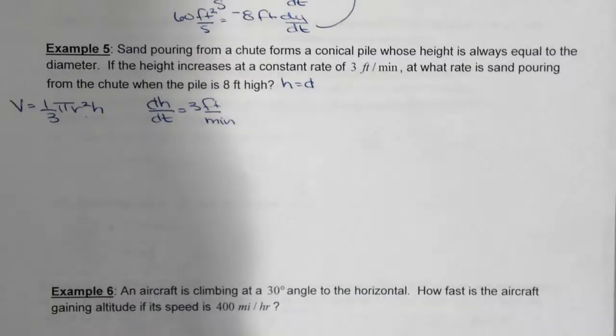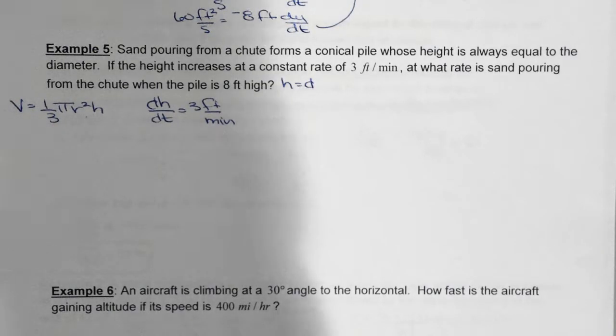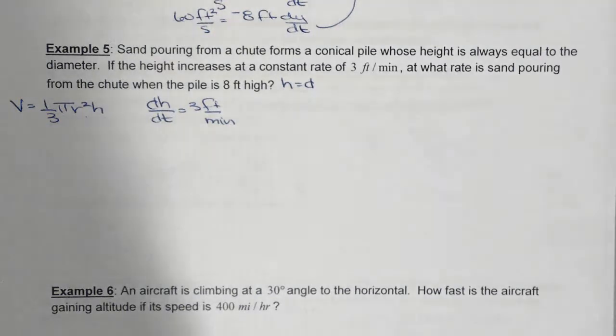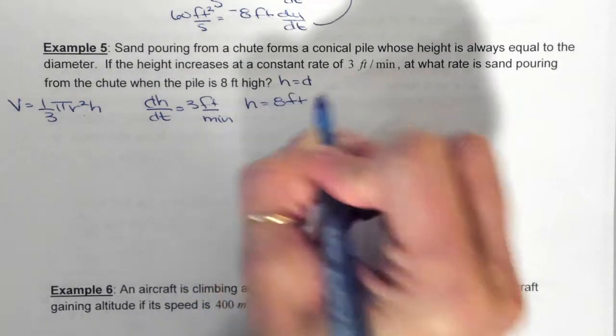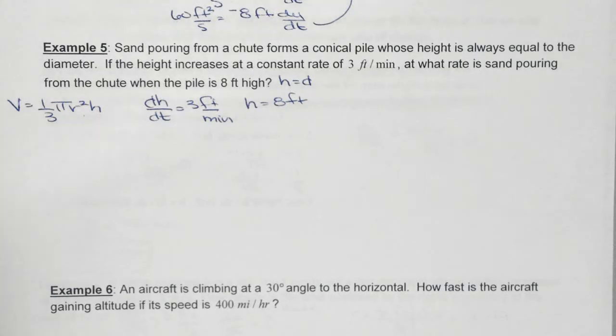Okay, I'm going to ask you right now. You should be able to figure out which variable you want to keep right now. Do you want to keep r or do you want to keep h? They gave me something in relation to h. And in addition to that, it says, at what rate is the sand pouring from the chute when the pile is 8 feet high? What is 8 feet? It's the height. So they gave me h equal to 8 feet. They gave me so much more about height than they did about radius, so now I should put in my head, all right, I've got to get r in terms of h.